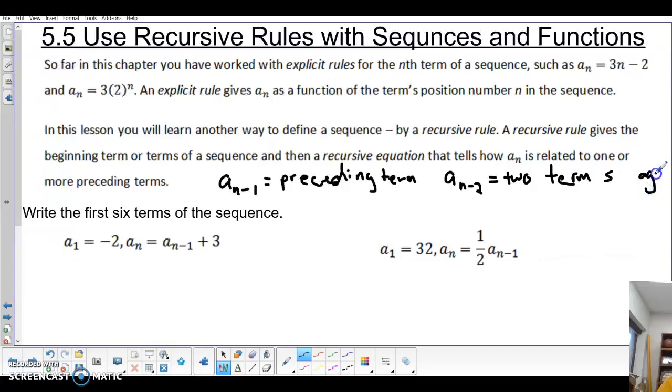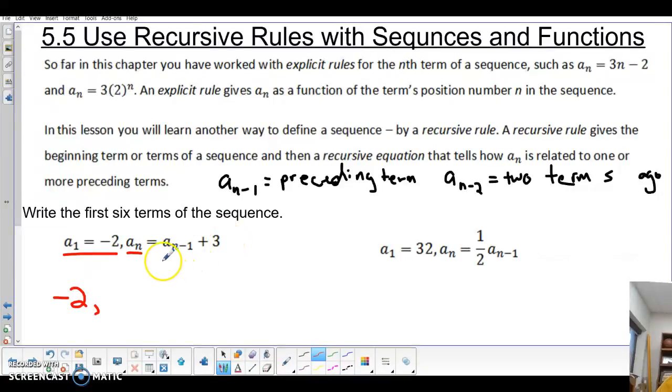A little sloppy, but you get the idea. If we're asked to write several terms of a sequence using recursive rules, it's going to look something like this. We're going to be given the first term or the first 2 terms or something like that. So we're told that the first term in this sequence is negative 2. I'm going to go ahead and write that as the first term in my sequence. Now, to find the next term, here's how the rules are going to work. You'll see a sub n, meaning the nth term, is equal to a sub n minus 1, meaning the term right before it, plus 3 in this case.